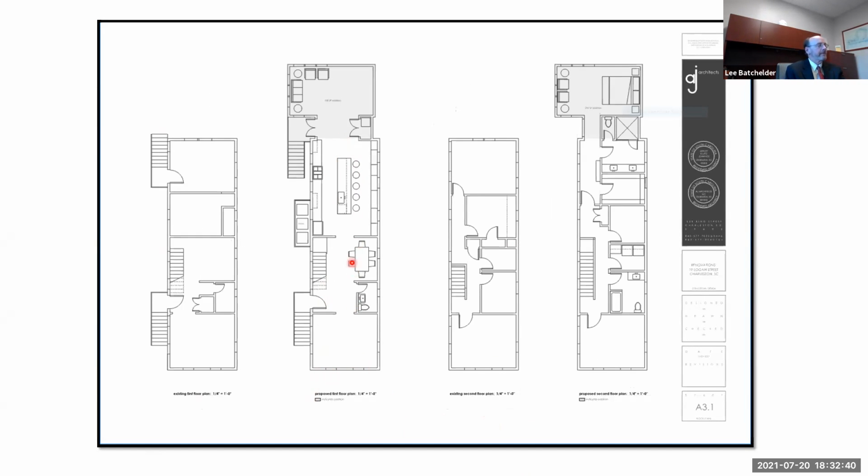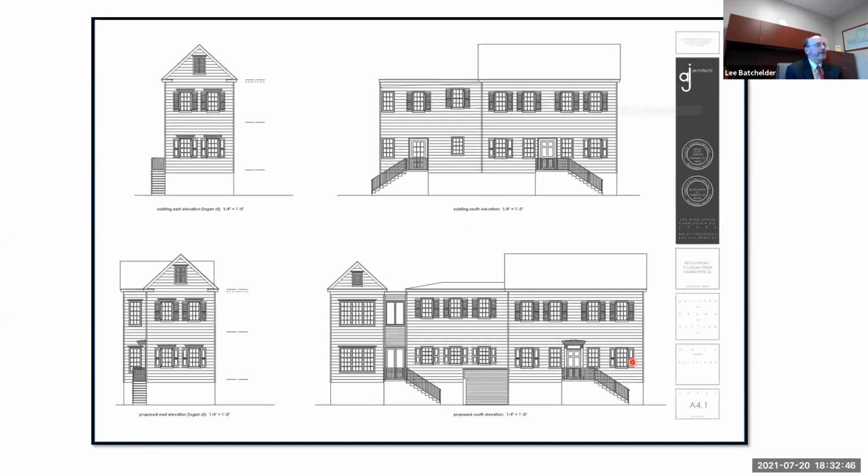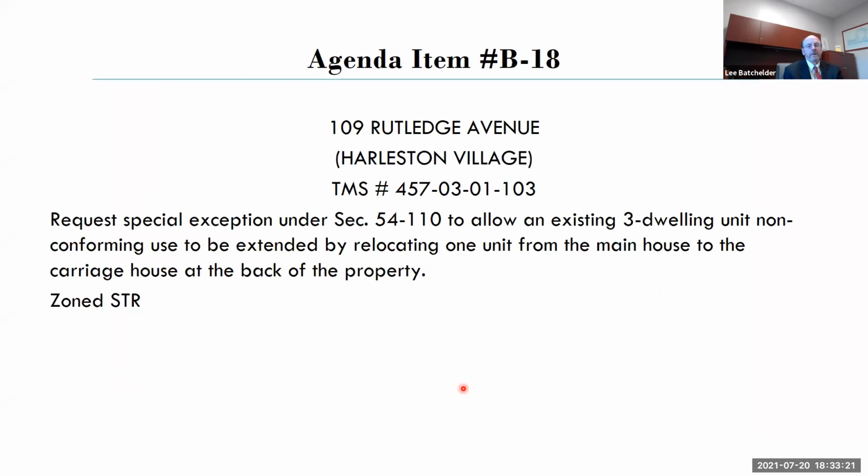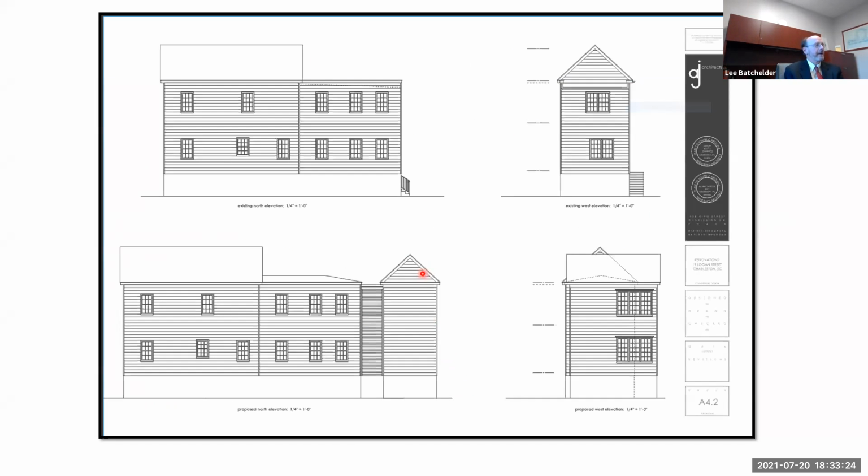Proposed ground floor, first floor here. Proposed second floor is shown here. Elevations: existing on the top, proposed on the bottom. This is the south side view. And then from the north side, the neighbor to the north, probably the most impacted neighbor with this proposal, their view is shown on the bottom with this proposed addition here. And that concludes the applicant's slides.